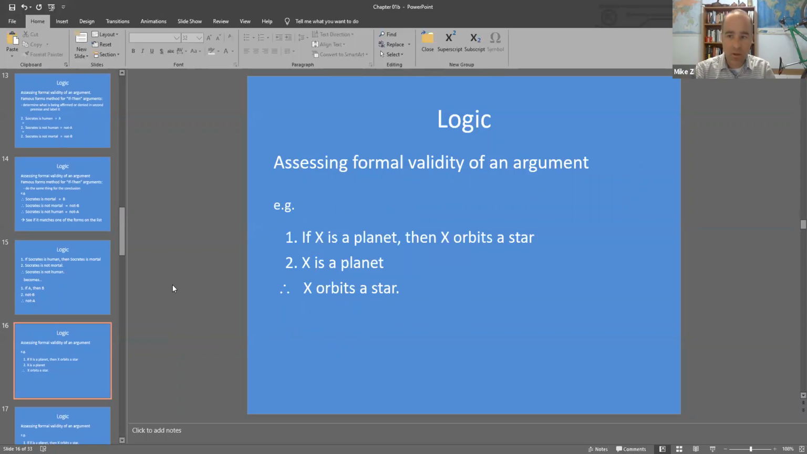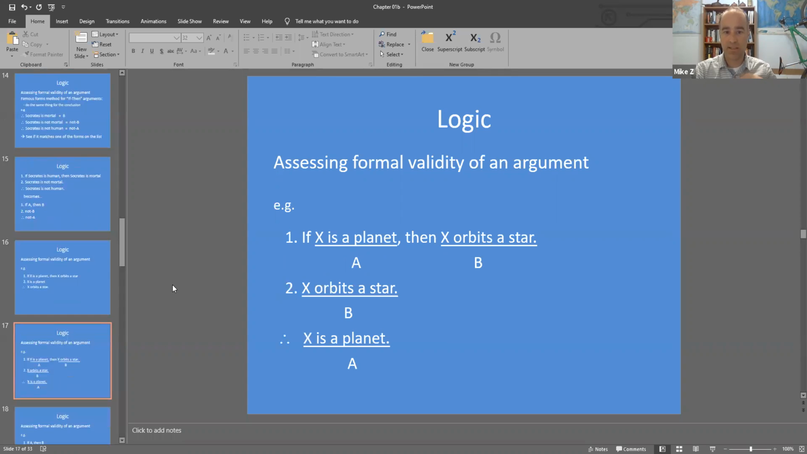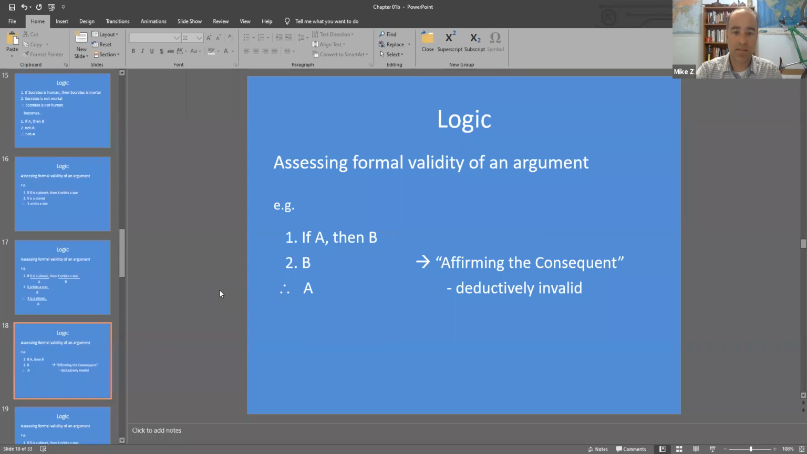If you're real familiar with the argument forms, you might be able to just recognize this, but it can be useful to go through this process of substituting the antecedent and consequent statements with just capital letters. So it would look like this, right? That X is a planet, just label that A. X orbits a star, label that B. Then it looks like this, right? If A, then B. The second premise is that B is true, so therefore we conclude that A is true.